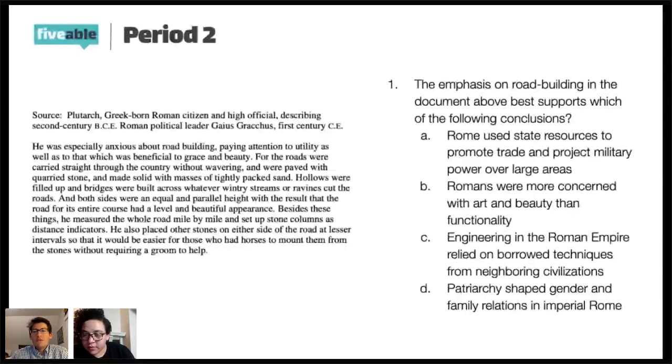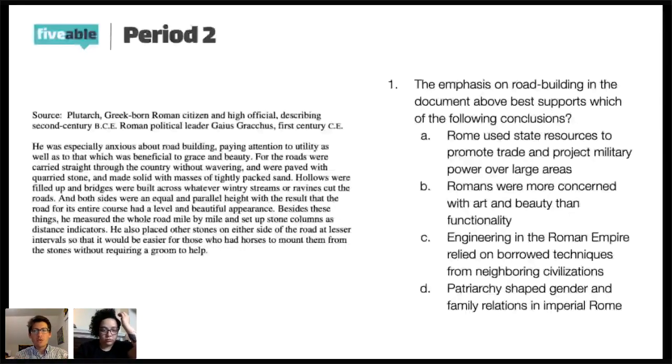Yeah. Is it Rome using state resources to promote trade and project military power over areas? Were they more concerned with art and beauty over function? Did they rely on borrowed techniques from neighboring civilizations? Or did patriarchy shape gender and family relations in imperial Rome? In my head, when I look at a question like this, and I think about road building in the post-classical era, I think about it as a way of building and maintaining empires. So even from the start, A is looking pretty good to me.